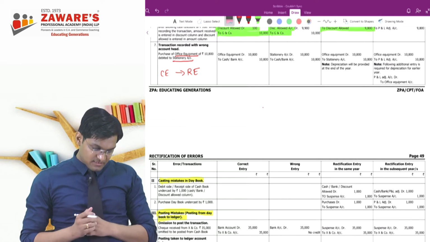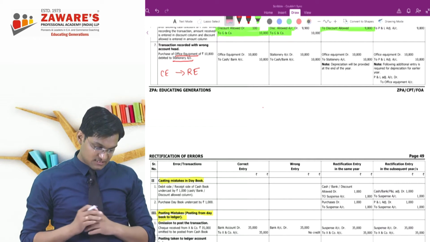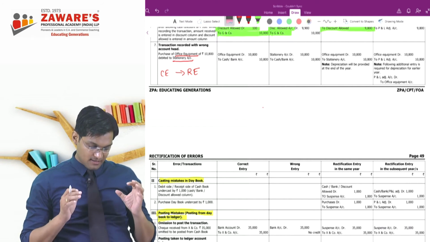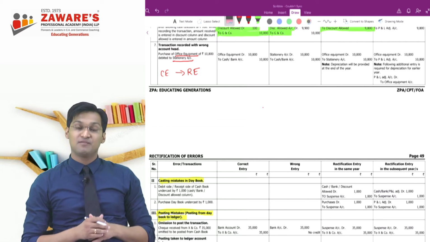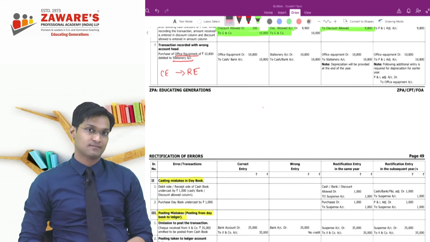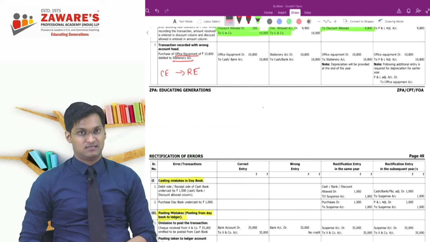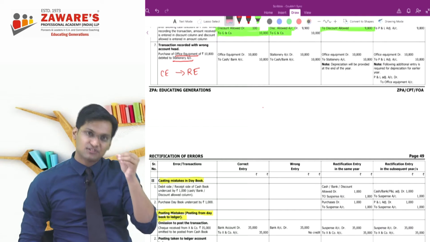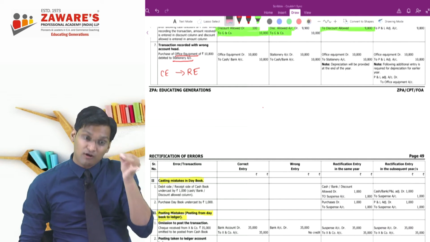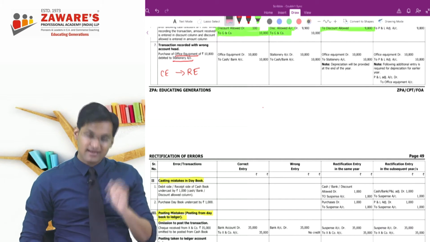Let's see. Debit side or the receipt side of cash book is undercasted by rupees 1000, means short total by rupees 1000. Receipt side of cash book is short total by rupees 1000. That means, can I say cash account or bank account is debited short by 1000? Yes. How we will rectify this error?